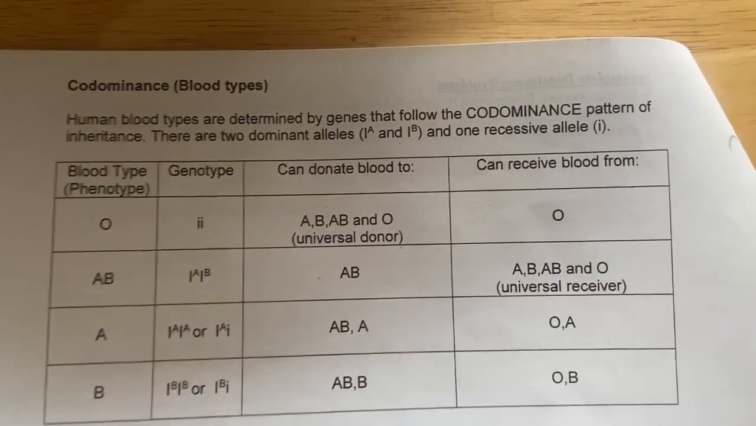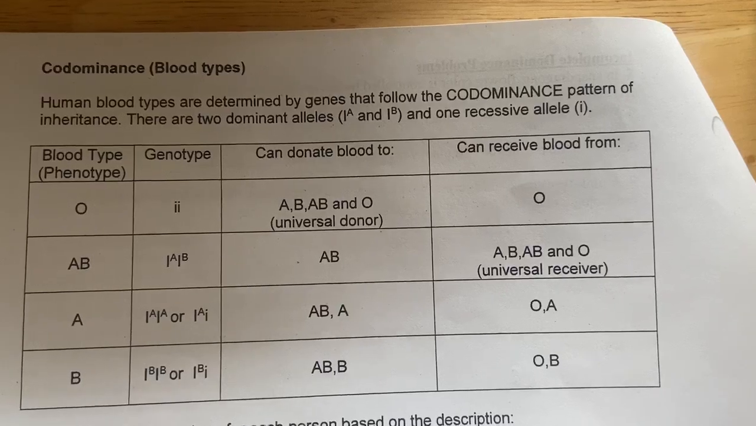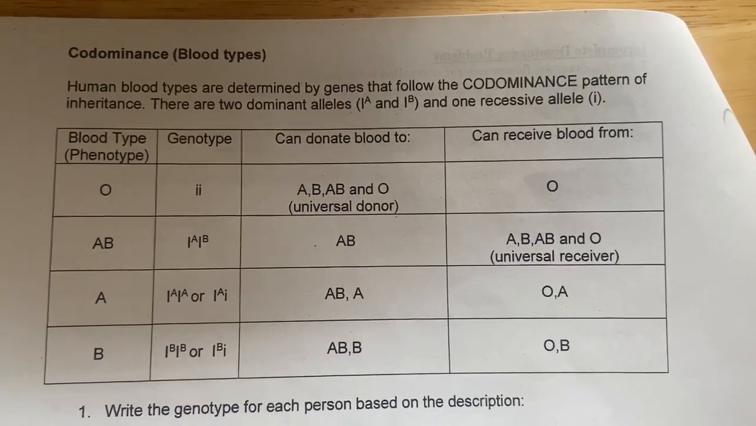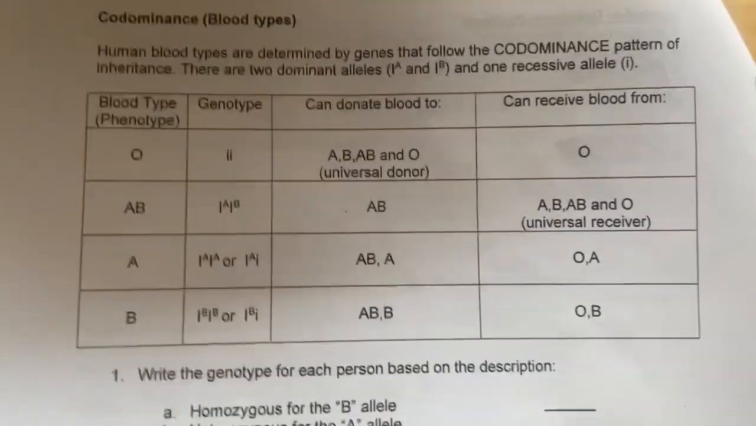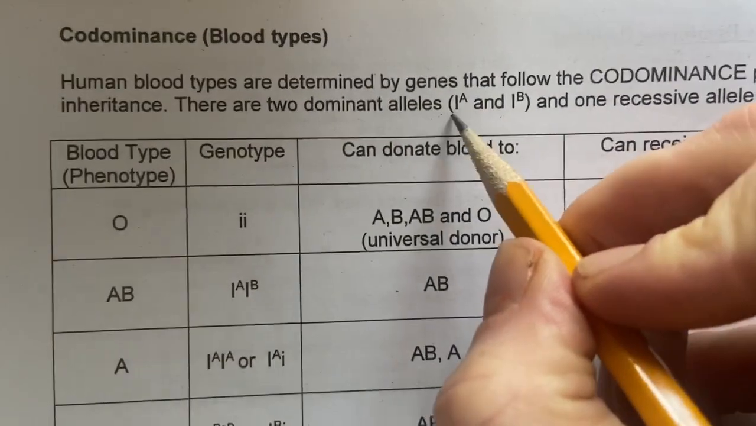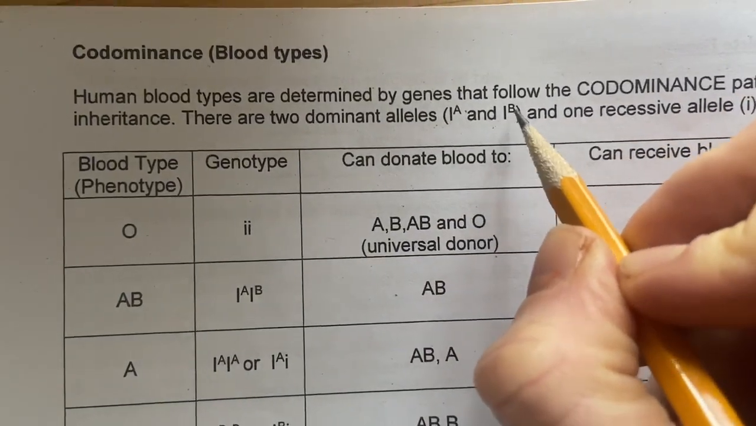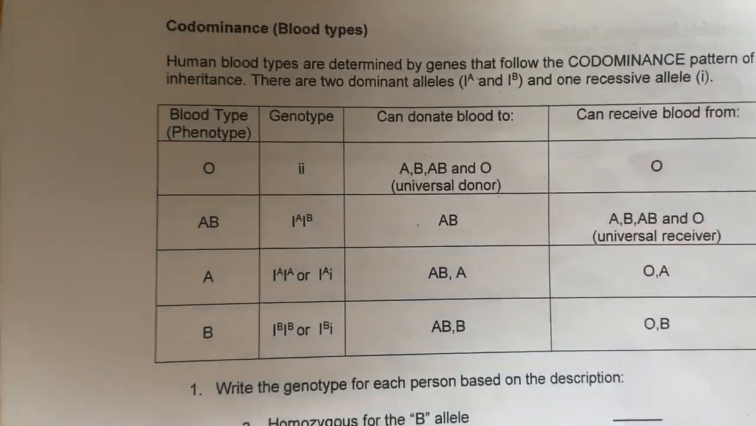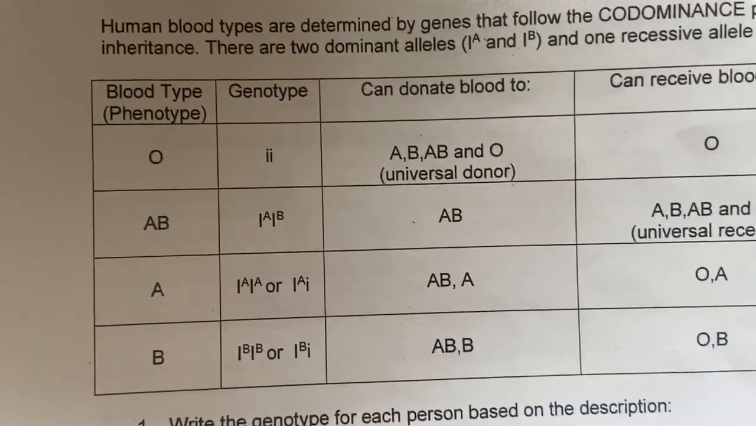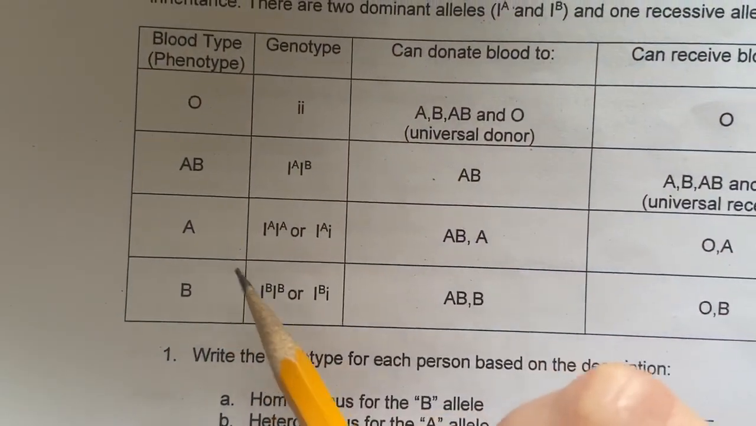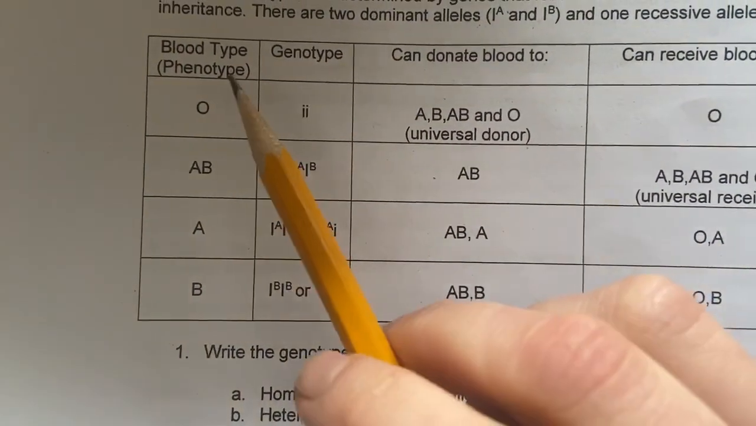They both show up. An example in real life for humans is blood type. Human blood types are determined by genes that follow the codominance pattern of inheritance. There are two dominant alleles, so they're codominant: capital IA and capital IB, and then one recessive allele, which is the little i. It's very important that you pay attention to this chart today, because it tells you exactly what genotypes you would have for the different blood types.